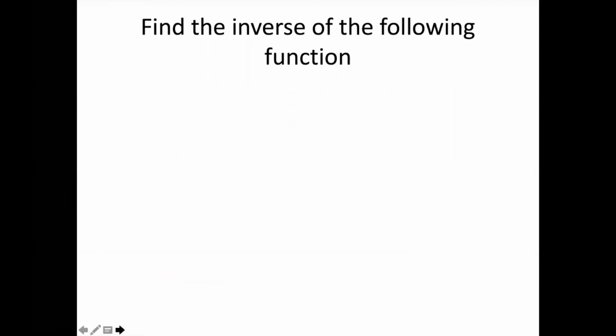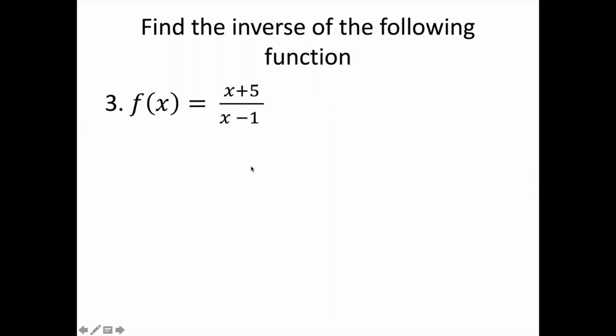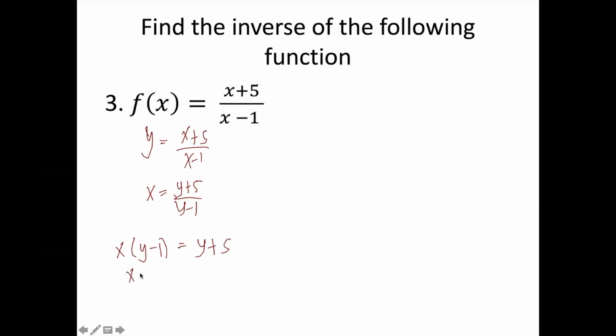Third example, f of x equals x plus 5 over x minus 1. So this is equal to y equals x plus 5 over x minus 1. Interchange. So x equals y plus 5 over y minus 1. Solve. So this is x times y minus 1 equals y plus 5. xy minus x equals y plus 5. We are solving for y.